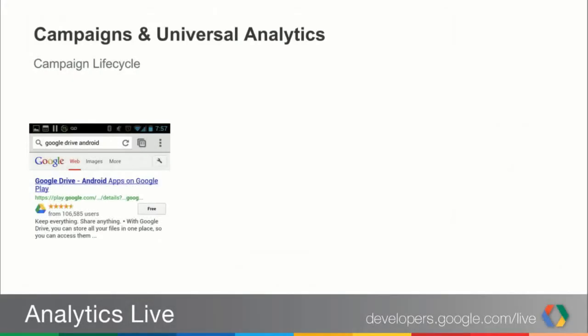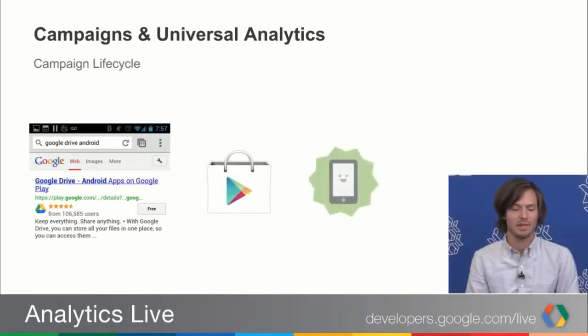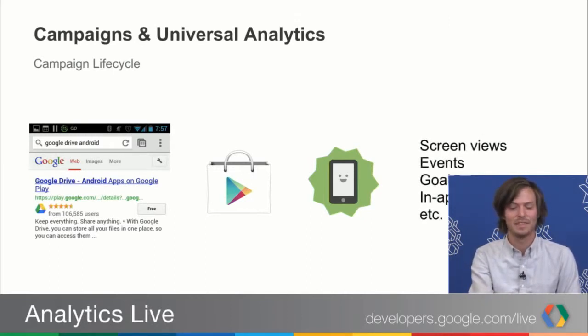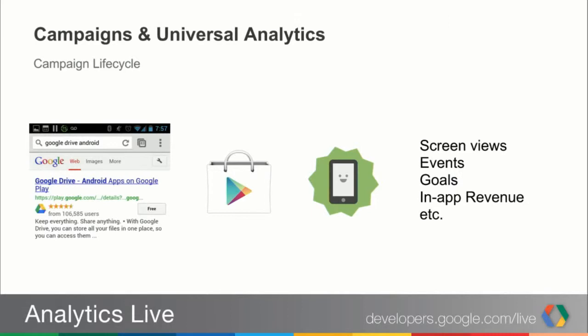So for Android, which is what we're talking about today, what this really means in practice is that when you track, for example, an ad that drives someone to the Google Play Store that then downloads your app, and that's the smiley face mobile device right there. What this means is that once you get that original campaign information in there at the time of install, all the subsequent downstream user activity like screen views, events, goals, in-app revenue, etc., all that's going to get attributed back to that original ad until either new campaign information is received or that campaign information times out.